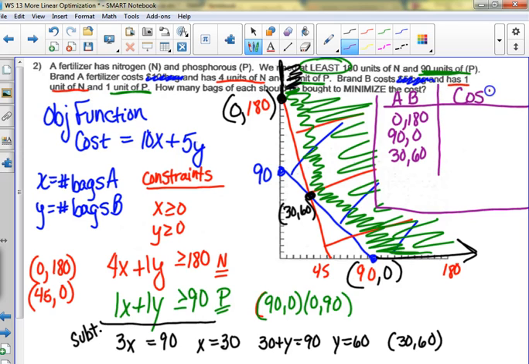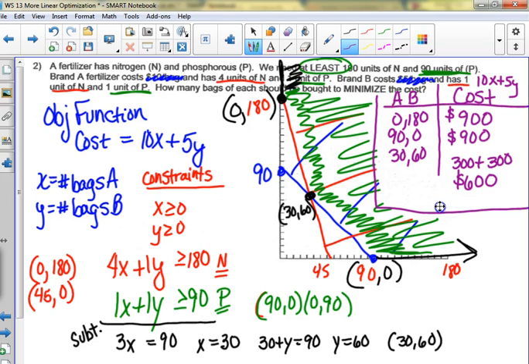What would the cost be? Well, it's $10 and $5. So 180 times 5 is $900. Did I do that right? Yeah, 180 times 5, $900. 90 times 10 is also $900. 30 times 10 would be 300, plus 60 times 5 would be 300. So we'd have $600. That would save us a lot of money.